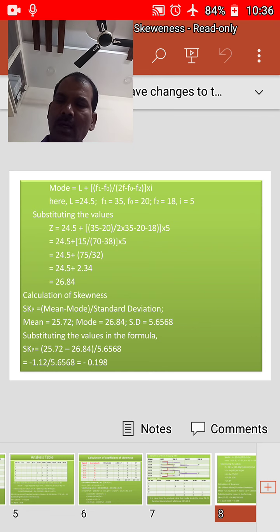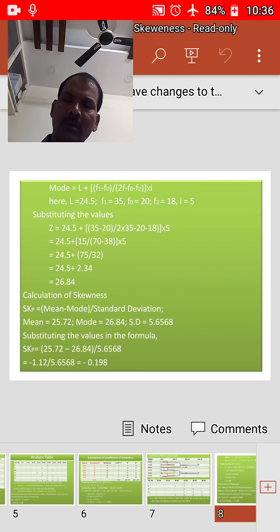24.5 plus 15 by (70 minus 38) into 5. That is 24.5 plus 75 by 32, which is equal to 24.5 plus 2.34, which is equal to 26.84.